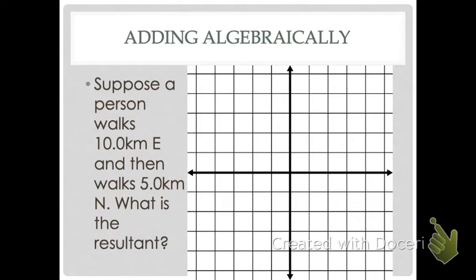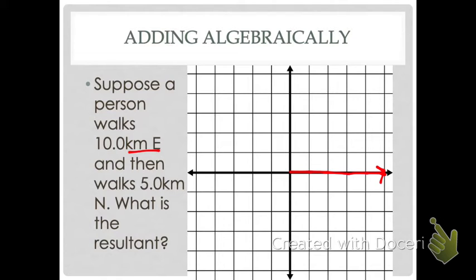Okay, so a person walks 10 kilometers east, then 5 kilometers north. What is the resultant? So the resultant has to include magnitude and direction. So that means we have to include the hypotenuse and the angle. Okay, we're going to always try to get ourselves to a right triangle, and we're going to be able to solve hypotenuse and angle. So 10 kilometers east, let's say each of these boxes is 2 kilometers. 2, 4, 6, 8, 10, and then 5 kilometers north.